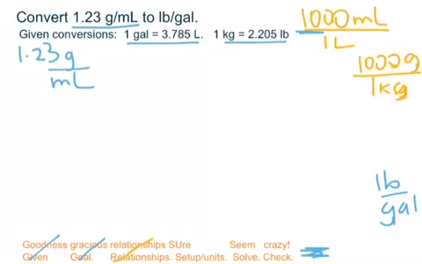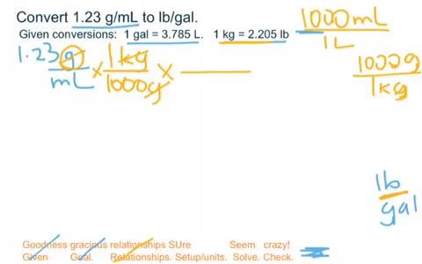Now I'm ready to set it up, and I'm going to let the units be my guide. So first I'm going to take care of the mass here. I've got 1.23 grams, and I want to get that to pounds was my goal here. So first I'm going to take my grams and turn them into kilograms. Grams in the numerator cancel with grams in the denominator, 1 kilogram. Kilograms, then I can come up here and relate to pounds.